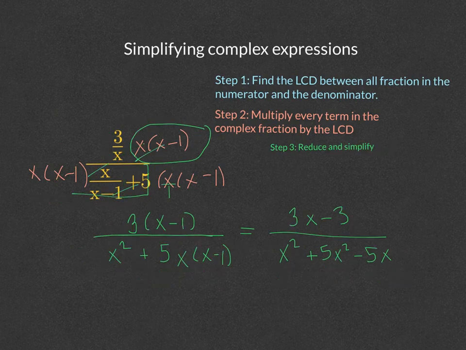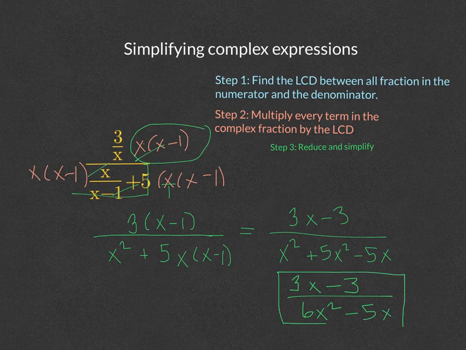And then if you're to combine any like terms, the 3x minus 3 stays the same because that can't cancel out with each other. And then on the bottom, the x squared plus 5x squared combines together, and then we have minus 5x. So the total simplification of the complex expression is 3x minus 3, all divided by 6x squared minus 5x.